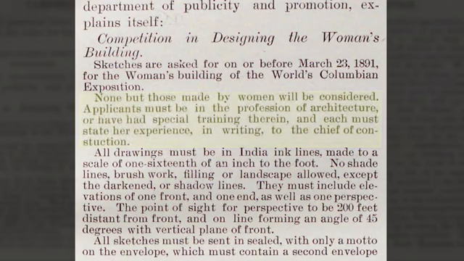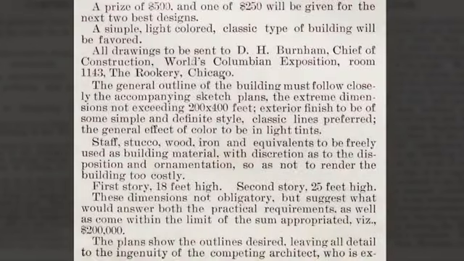in writing to the chief of construction. We have specifications regarding type of ink, scale, restrictions of certain elements such as brushwork, shade lines, or even landscape elements. We have certain perspectives that must be presented along with dimensions. There is an allowance of certain materials such as staff, stucco, wood, iron, and equivalents. However, we must keep the ornamentation in check so as not to render the building too costly.